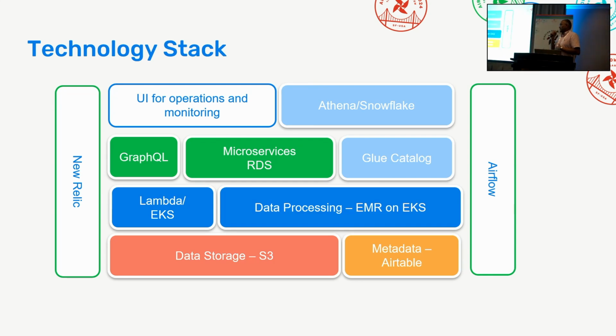And we also have a lot of microservices on traditional RDS and also on GraphQL endpoints, which have a hierarchical data structure. And then finally, our data is stored in S3, which can be queried by Athena. And we also ingest data into Snowflake. And for Athena, we use Glue as the catalog. And then we also have a UI, which interacts with microservices, mainly for operations and monitoring.